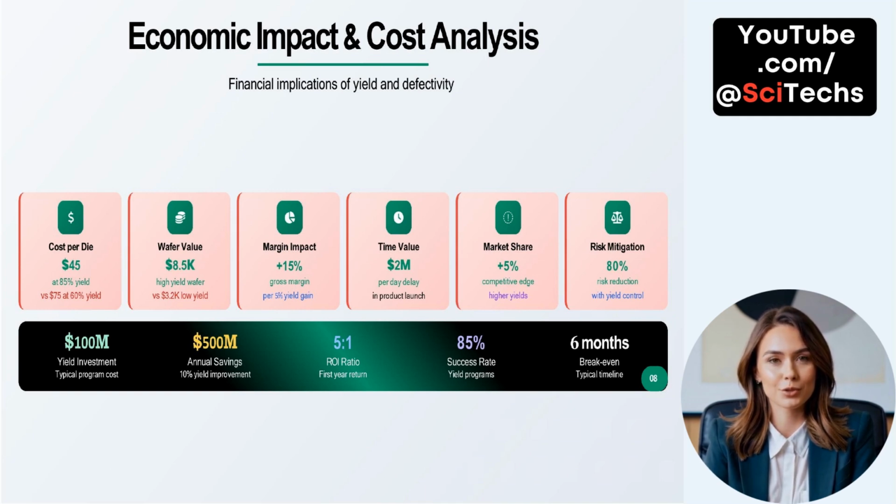Time to market is crucial. A single day of delay in launching a product can result in a $2 million loss, underscoring the urgency of efficient production. Higher yields also translate into a competitive edge, with a 5% gain in market share. Risk is also better managed, with yield control reducing operational risks by up to 80%. With a typical yield program investment of $100 million, companies can realize $500 million in annual savings. The ROI ratio is an impressive 5.1, with programs showing an 85% success rate and achieving break-even in as little as 6 months.